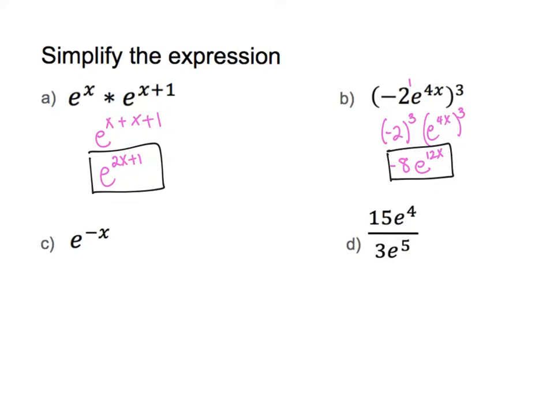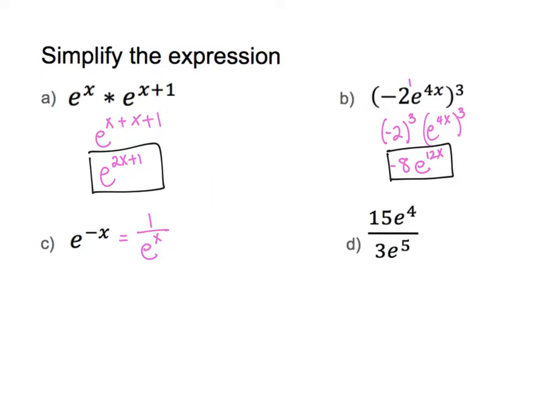Okay, problem C. So C here is e to the negative x. Whenever we have a negative exponent, we want to make that a positive exponent. So we can't have negative exponents, so we have to change it. What we do, like always, is we put it over 1. So this e to the negative x now goes in the bottom as a positive e to the x. So now that exponent is not a negative, it's a positive x. And that's it.